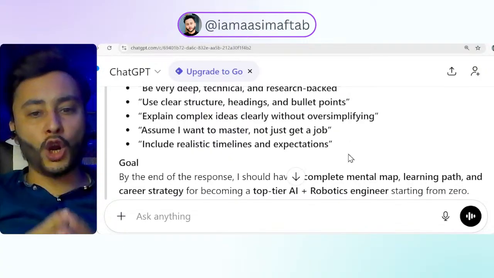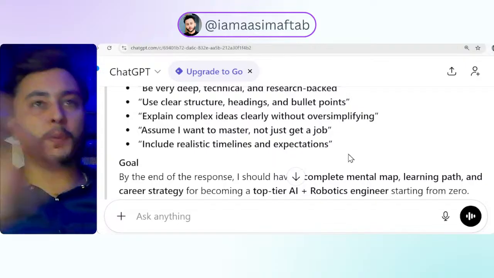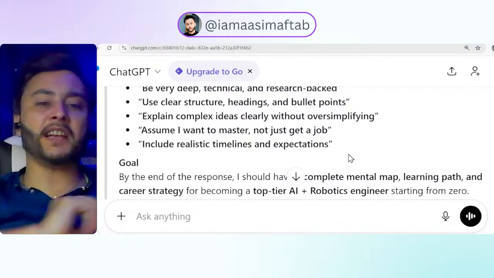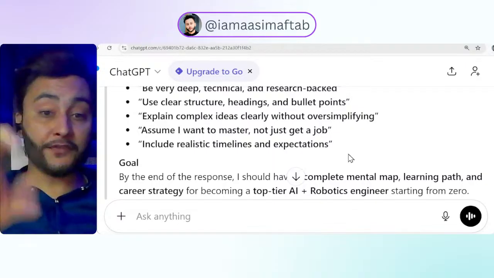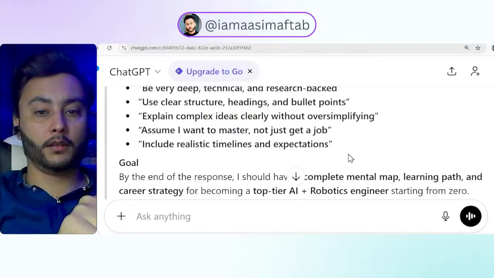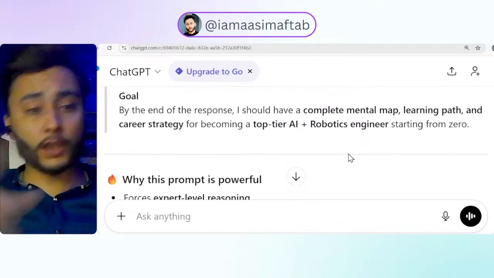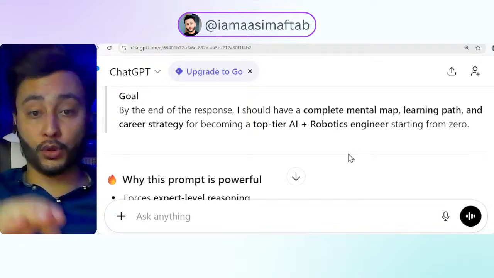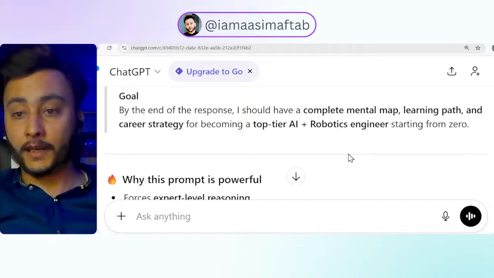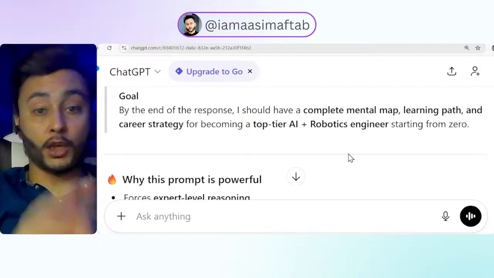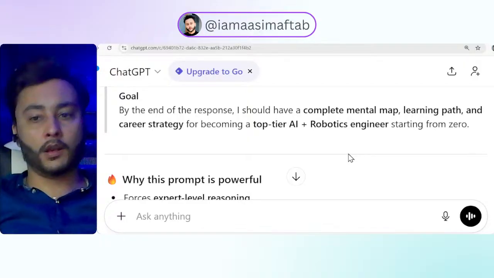Realistic timelines, not those YouTube videos about becoming a robotics and AI engineer in the next 2 months. It will give realistic timelines by studying 3 to 4 hours daily. What is the goal? By the end of the response, I should have a complete mental map, learning path, and career strategy for becoming a top tier AI robotics engineer.